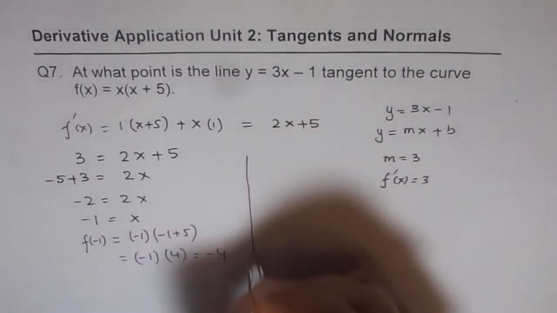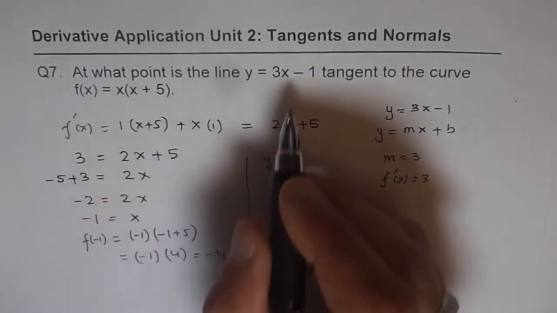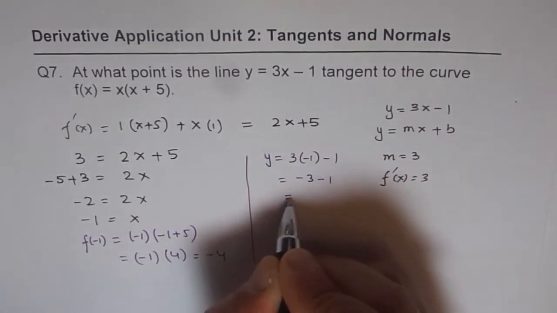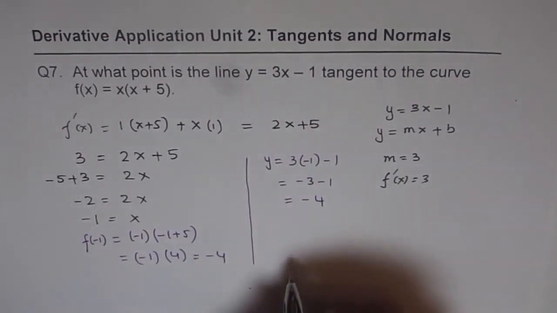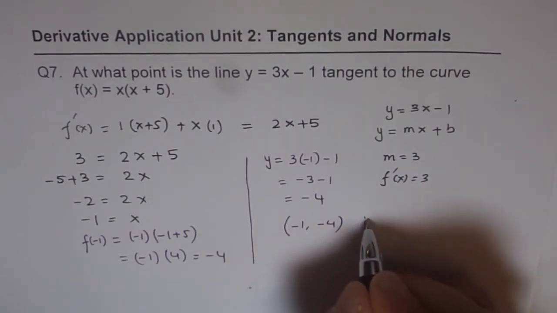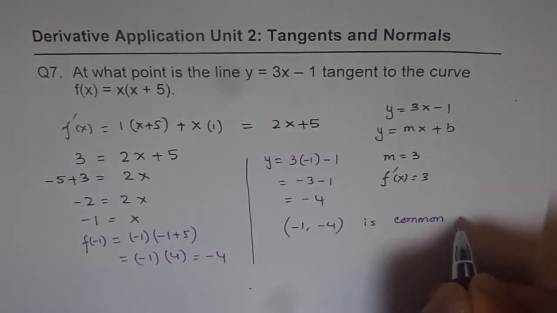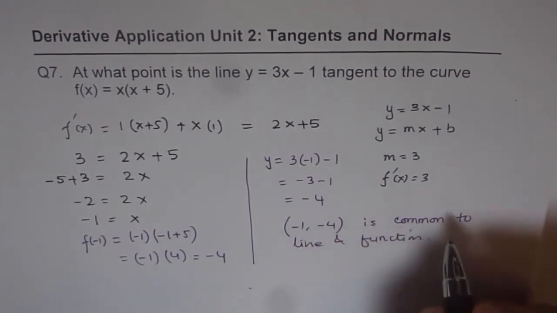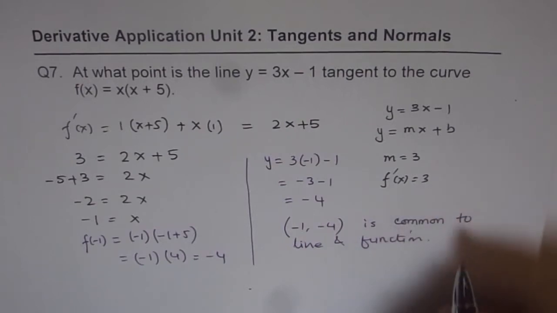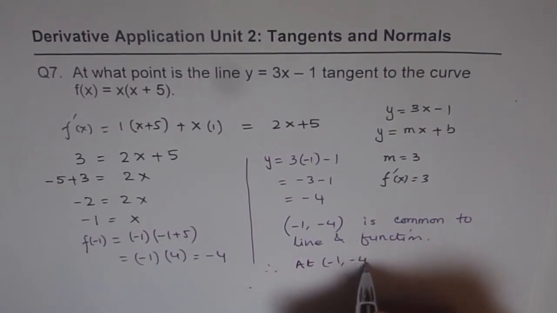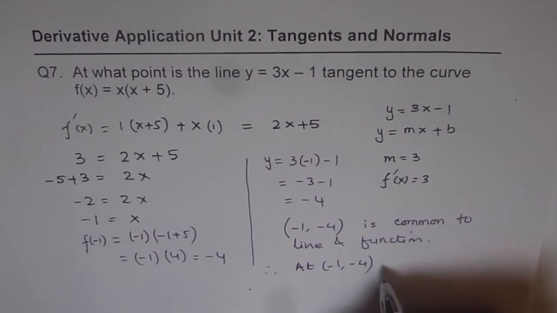This is what we have to check. Let's check that out. So y equals, at x equals minus 1, what is the value? 3 times minus 1 minus 1, which is minus 3 minus 1 equals minus 4. Exactly the same. So we see that the point minus 1, minus 4 is common to the line and function, right? And at this point, the slope is also 3, correct? So therefore, we can conclude that yes, at minus 1, minus 4, the given line is tangent to the given function.